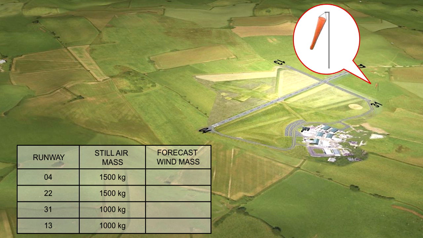In our example on screen, assuming zero wind, runway 04 and runway 22 both allow a maximum landing mass of 1,500 kilograms. But runway 31 and runway 13, being much shorter runways, allow a maximum landing mass of only 1,000 kilograms. Therefore, the most favorable runway in still air is either runway 04 or runway 22, which both allow a maximum landing mass of 1,500 kilograms.